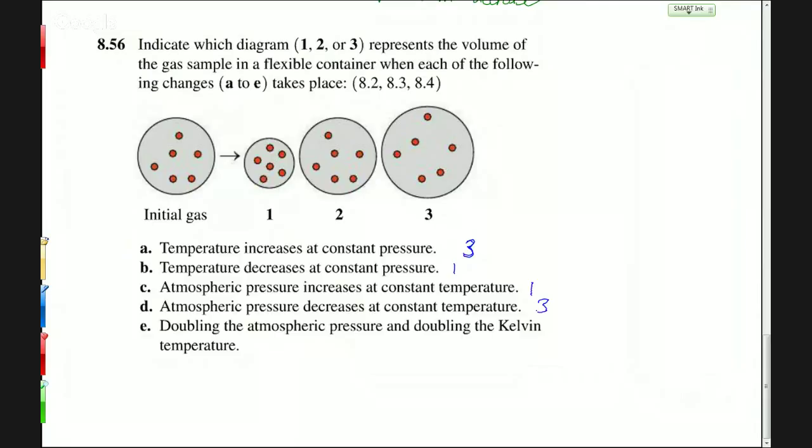Because those have opposite effects. Right? So you double the pressure, the volume goes down. If you double the temperature, the volume goes up. So if it goes down by double and then up by double, it's really staying the same. So that one is number two, the same. So that's the kind of ideas that we're going to be using these gas laws for.